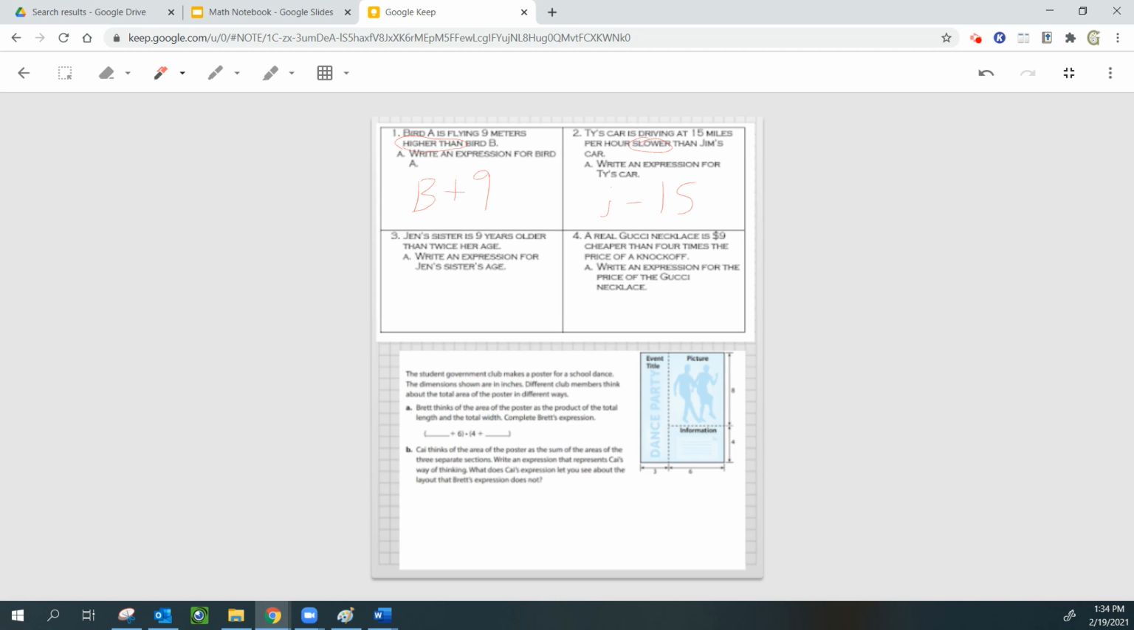For the third one, it says Jen's sister is 9 years older than twice her age. And so we can write an expression for Jen's sister's age. So this one's going to have two operations in it, right? Because you have the 9 years older, and then you have twice her age. So I need to think about the older part, and I need to think about the twice part. We know that the variable then is going to be how old Jen is. So we could put a J.